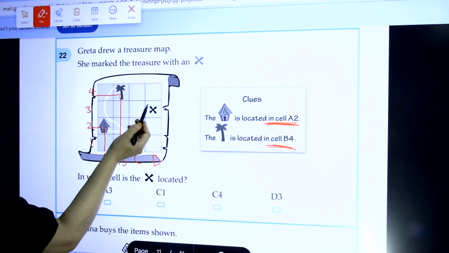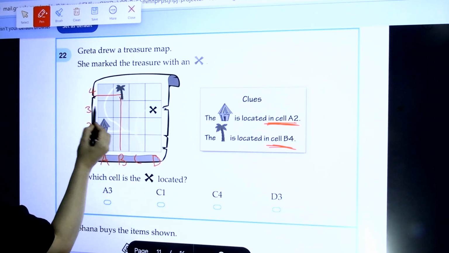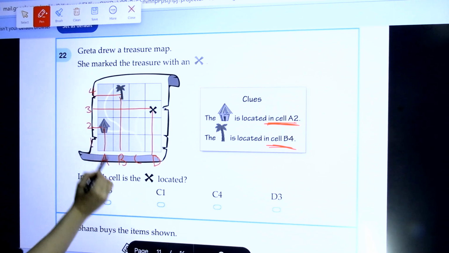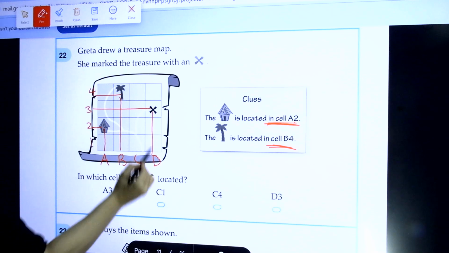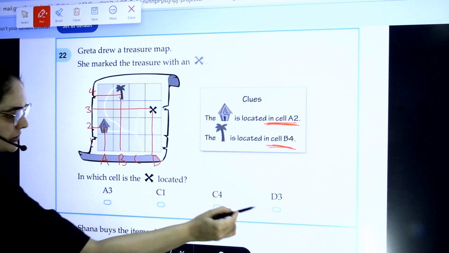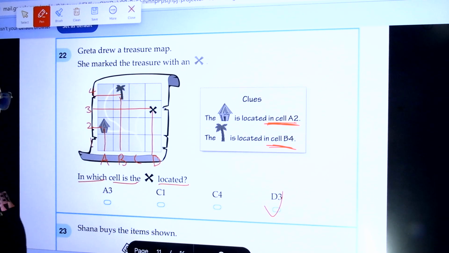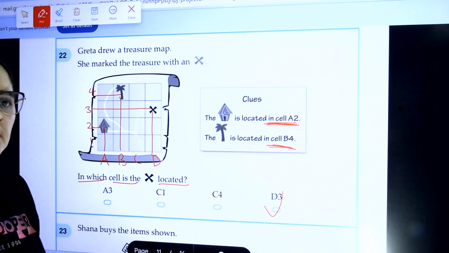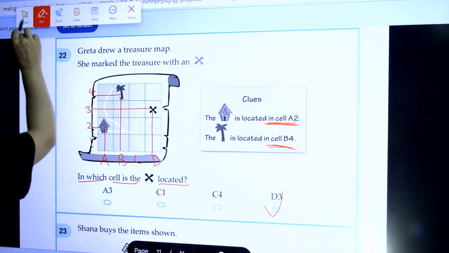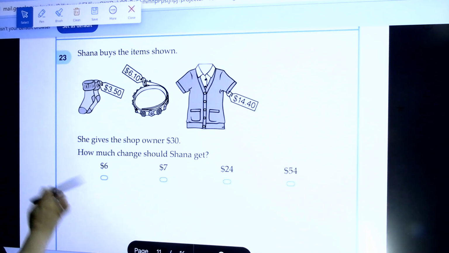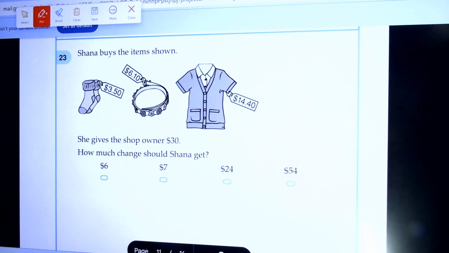Okay, so what should be the location of the cross? D3, isn't it? Getting A2, B4 and D3. So D3 is the location. Which cell is the cross located in? The cross is located at D3. Simple. Okay, let's move on. We'll do 2 more questions and then we'll wind up.